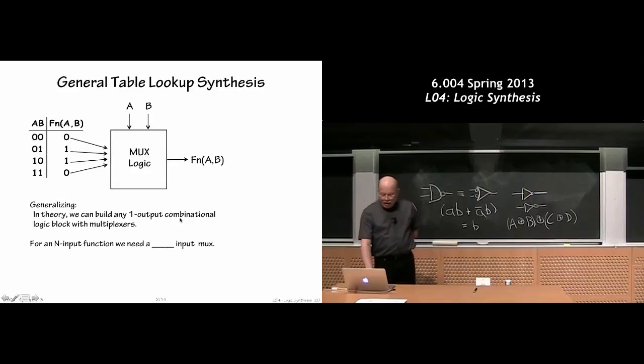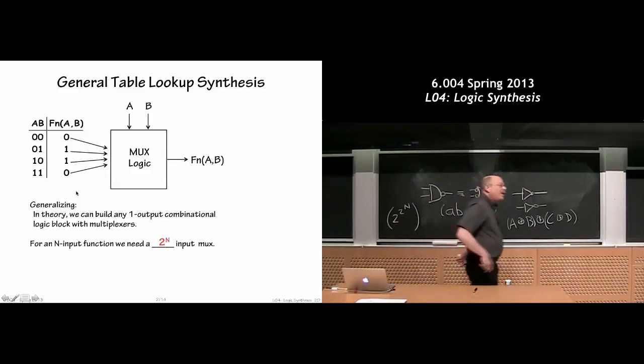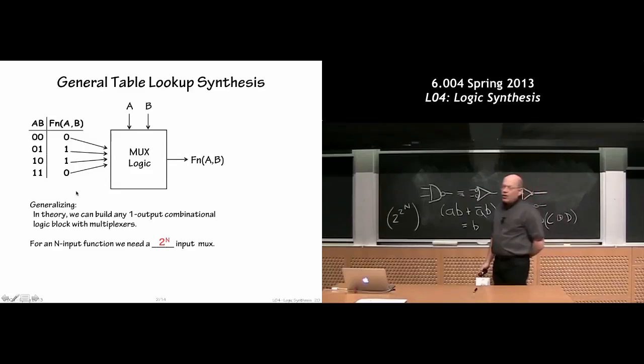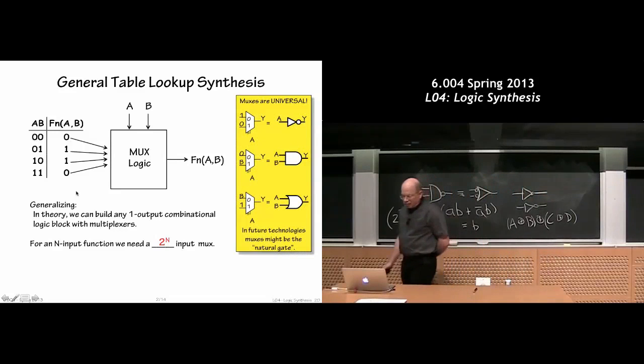Now, in fact, there's a whole type of logic family called a field programmable gate array, which in fact implements these general purpose muxes. And what you're changing when you program the field programmable gate array to implement different logic functions is the 0s and 1s that are wired to the inputs of the mux. In general, for an n input function, I need a 2 to the n input mux. And so this gets quite expensive for big logic.